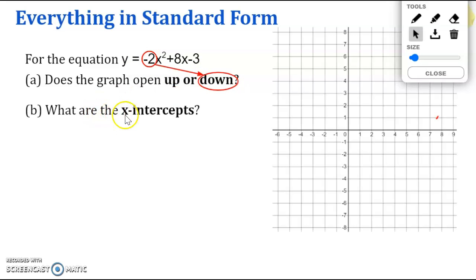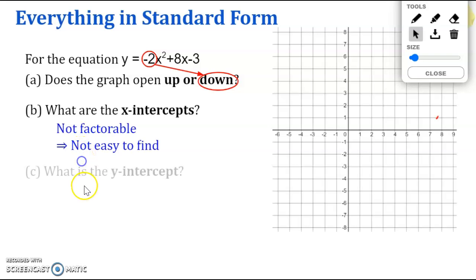What about the x-intercept? To figure that out, I need to try to factor. It turns out it is not factorable. That does not mean that it's a floating parabola. It just means that it does not factor to a whole number. So for now, we're just going to leave it. What is the y-intercept? The y-intercept is the negative 3, the constant value here. So it's (0, negative 3).